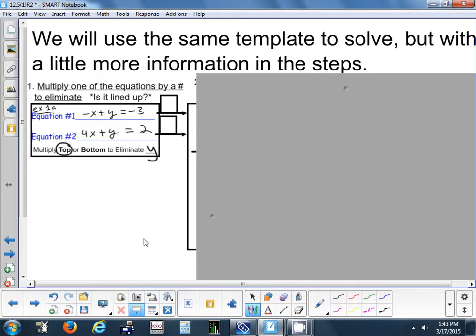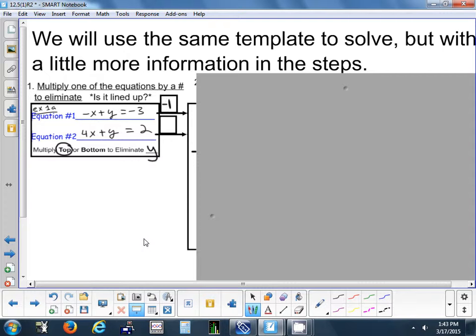Okay? So, in the box, we said we're worried about the top equation right now. In that box, we're going to put the number that we're multiplying everything by to get that y to be same number, same letter, different sign. So what am I going to multiply by to get that y to be what we want it to be? -1. We're going to multiply by -1. So in this box, I'm going to put -1.